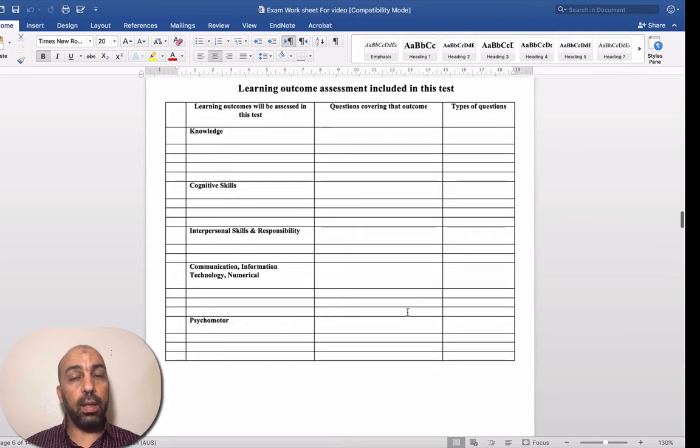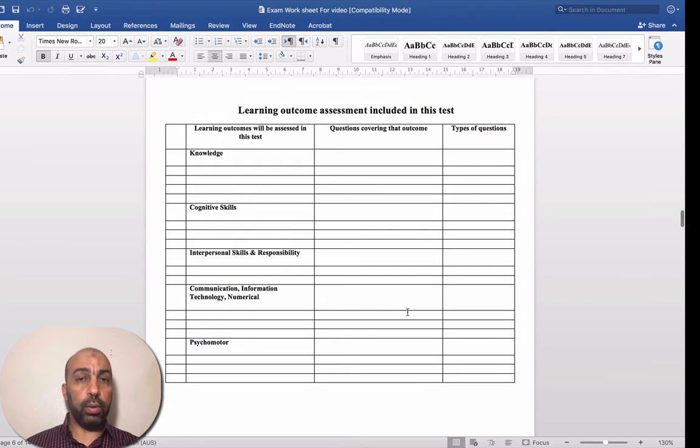Then another thing which I think is very important and will help you when you start the process of evaluating the achievement of learning outcomes. Here, these are the 5 domains as mentioned by NCAAA in Saudi Arabia.